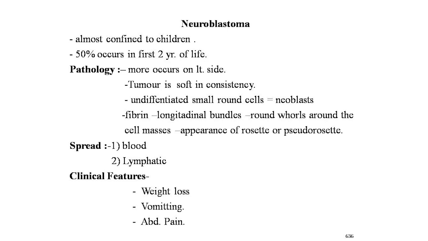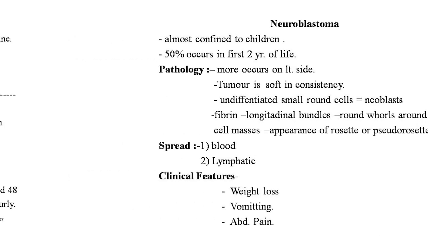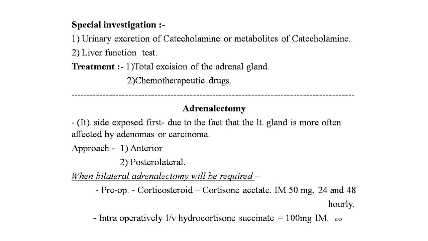Now the clinical features: weight loss, vomiting and abdominal pain, abdominal mass and swelling are the most common symptoms. Now the investigations: urinary excretion of the catecholamines and metabolites of the catecholamines should be measured, and liver function tests. Treatment: total excision of the adrenal gland along with the tumor is the treatment of choice. Sometimes the tumor bleeds a lot, which becomes a hazard for operation. Fresh blood replacement is required for that. Excision should be followed by postoperative irradiation, combined with chemotherapeutic drugs, which should be prescribed for metastatic cases.